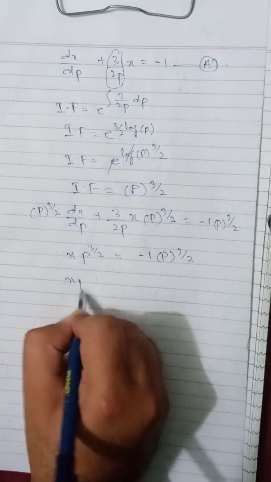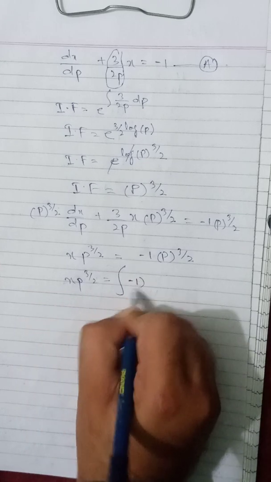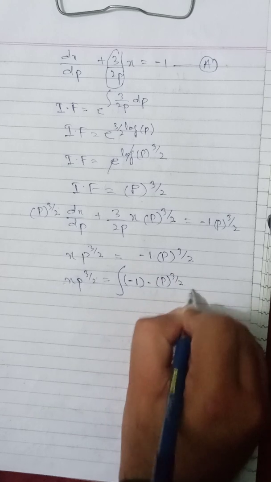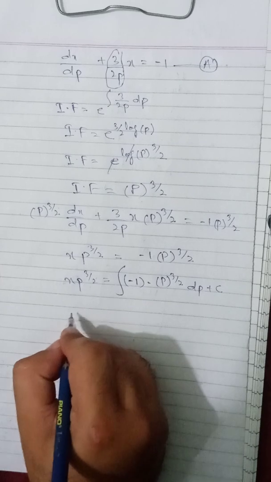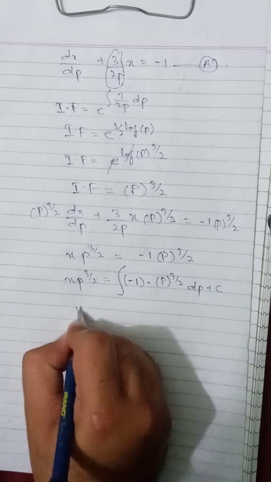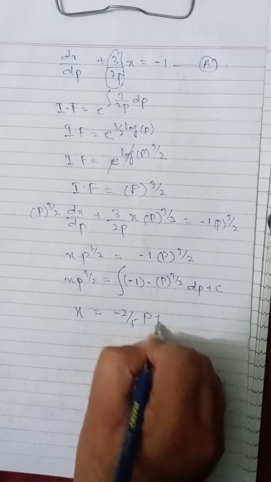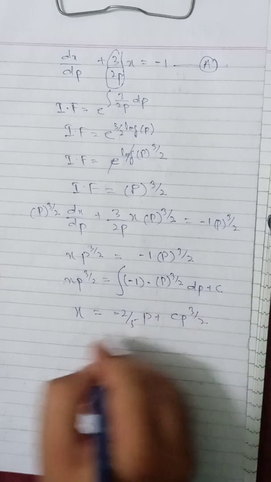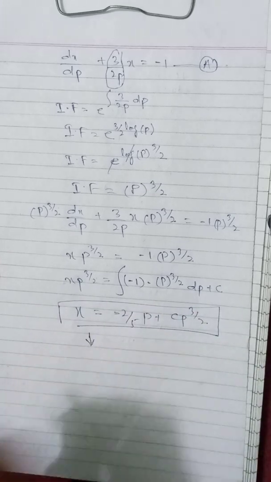So x p power 3 divided by 2 is equal to the integral of minus 1 p power 3 divided by 2 dp plus c, which gives x is equal to minus 2 divided by 5 p plus c p power minus 3 divided by 2, which is the solution of the differential equation.